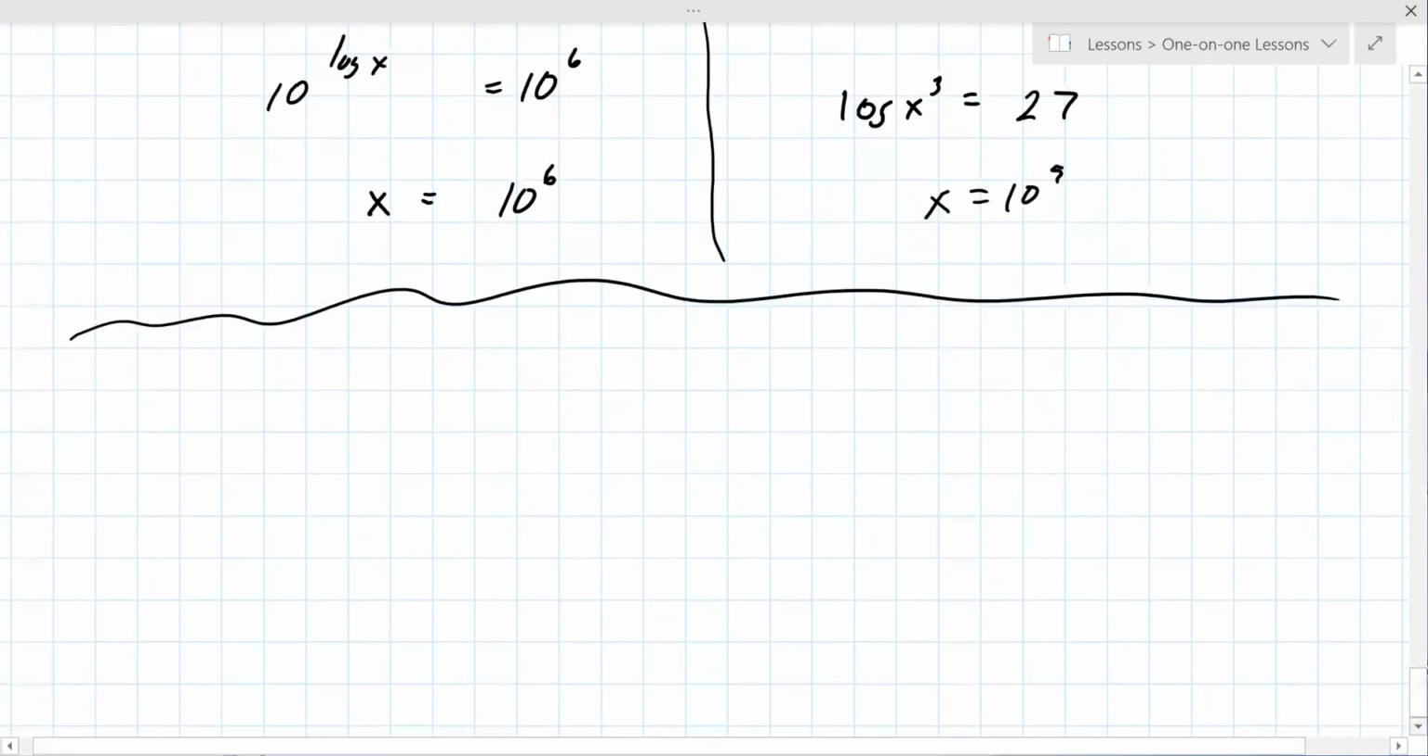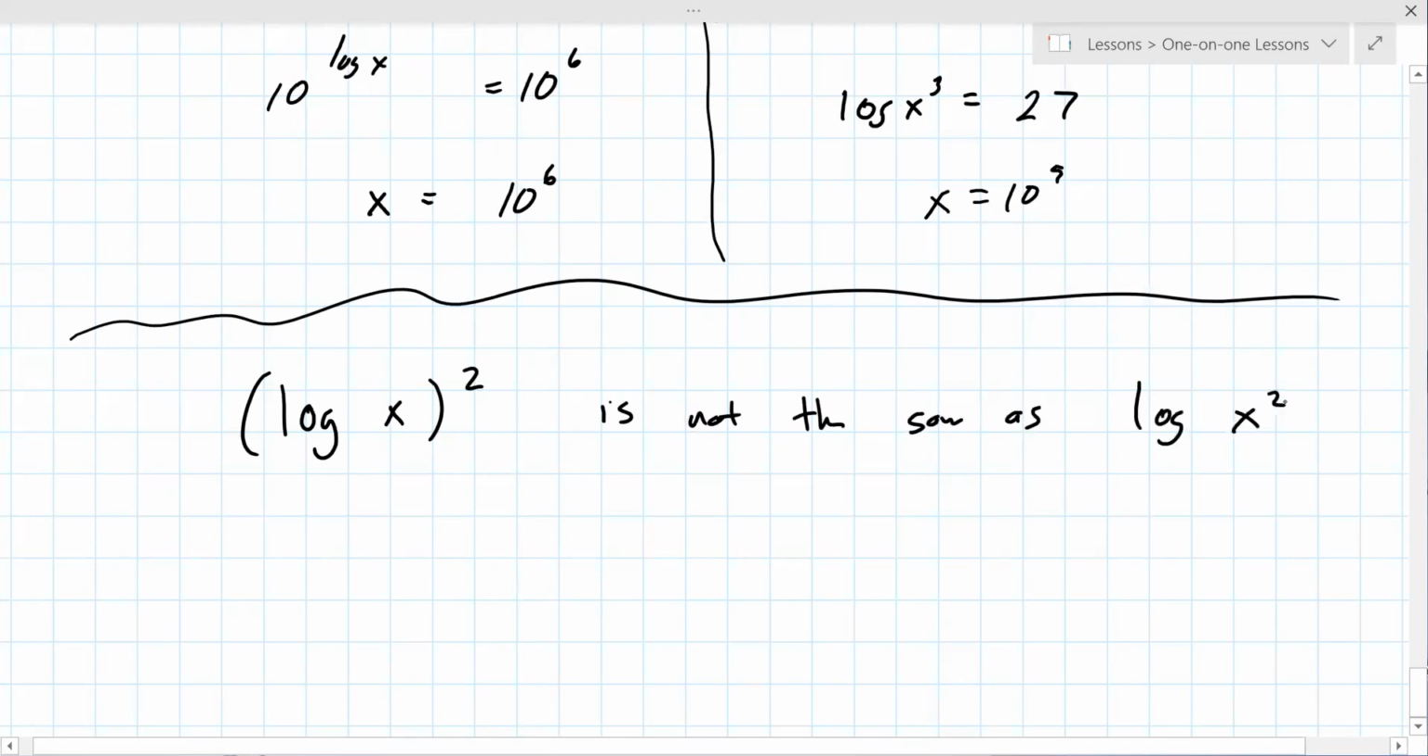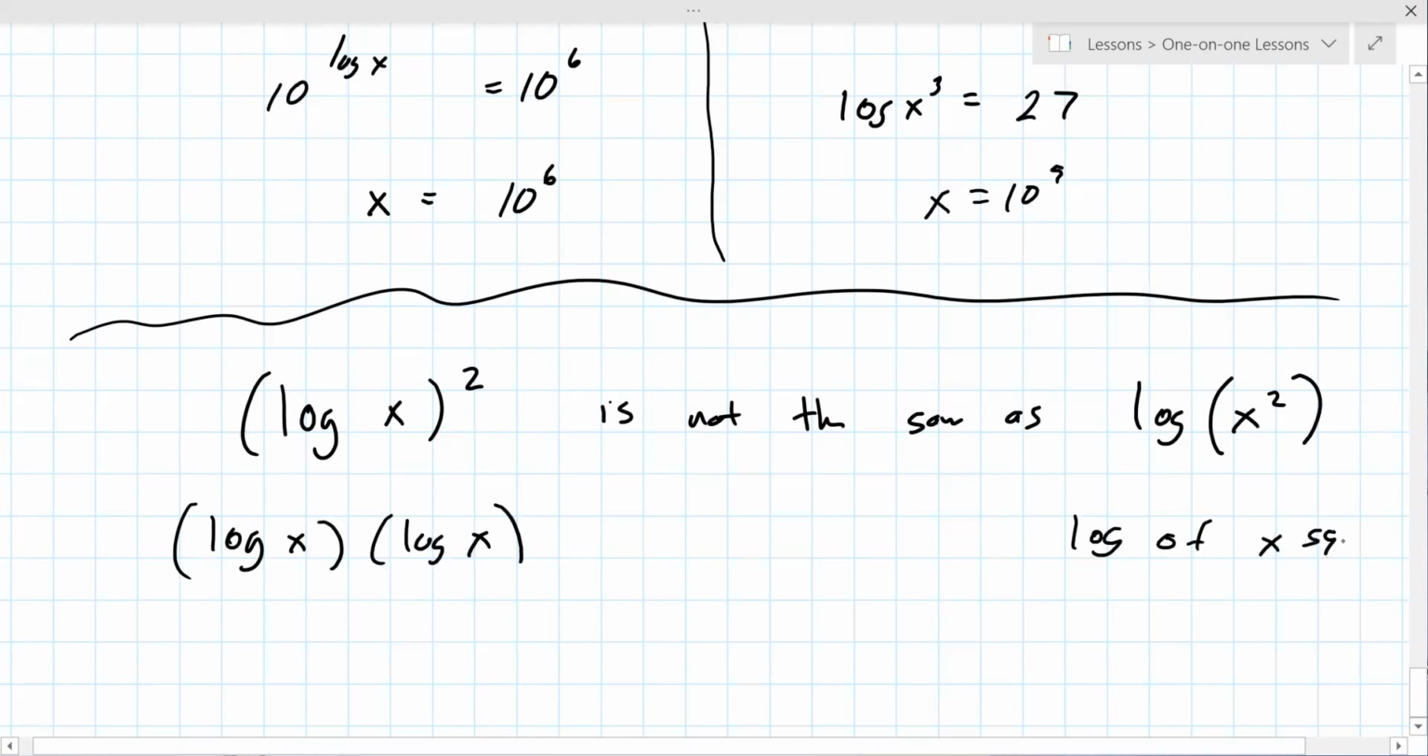The problem is that what happens with students is sometimes they forget log of x squared is not the same as log x squared. Okay, so the difference is that this on the left is really log x times log x, and the one on the right is the log of x squared. You have to be really careful about this because, and we'll just make up an example here.